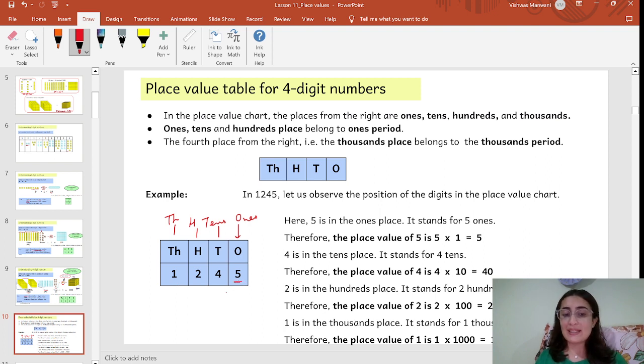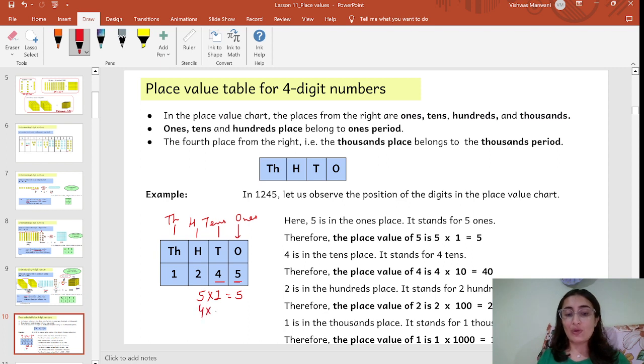So as we all can see, 5 is at the ones position. So to write the place value of any digit, we multiply the digit with its position. So since 5 is at the ones position, we multiply 5 by 1, which gives us the place value of 5 as 5. Now let's come to the second digit, which is 4.